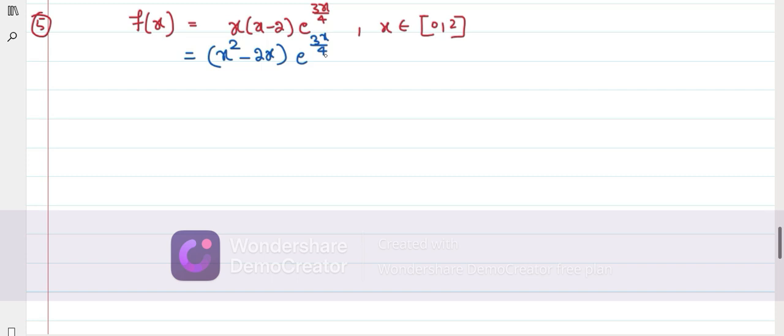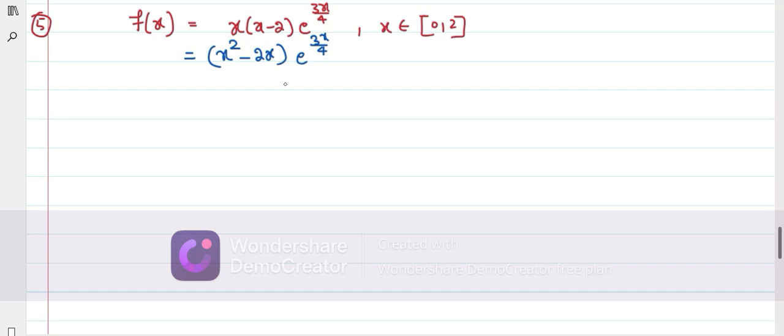See, the differentiation is easy here. If you don't multiply these things, you have to differentiate the product of three functions. Okay. So if you multiply them, you can make use of what? The product of two. You know the product of two function, right? The differentiation of product of two function.